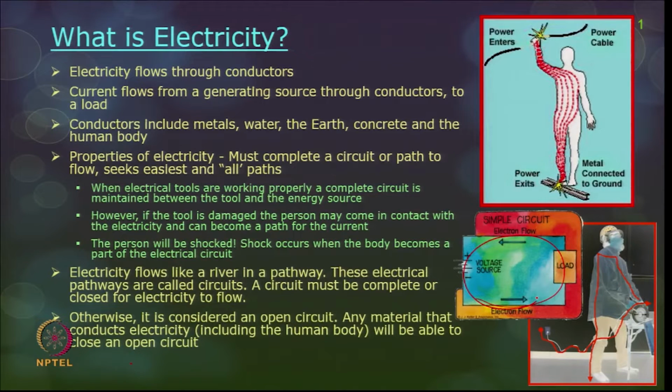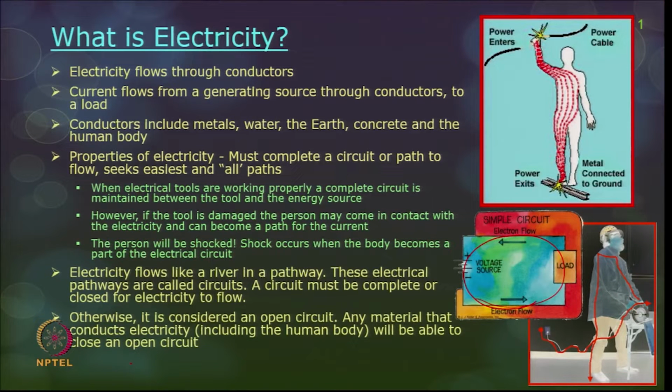We also have two terms: conductors and insulators. Conductors are the ones which enable the flow of electrons in the circuit, and insulators do not allow a free movement of electrons in a particular direction, so you do not have electrical energy passing on. Examples of conductors: metals, water, earth, concrete, and sometimes the human body can also become a conductor.